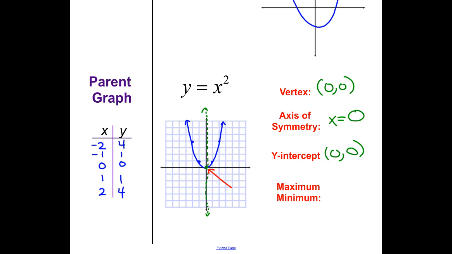Now we have to look, do we have a maximum or a minimum point? What you have to think about is, is there a point where I can't go any lower than, or is there a point where I can't go any higher than? Well, you can see from this graph that we do have a minimum. Our minimum point is actually our vertex. It's right there where that red arrow is pointing. So finding that vertex is pretty key. That tells you a lot of things.